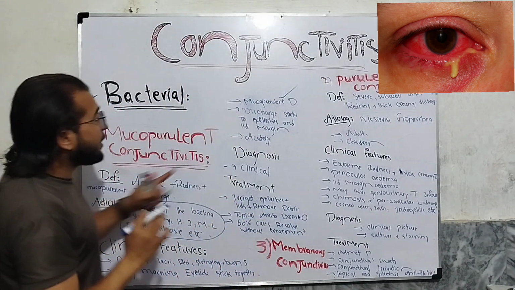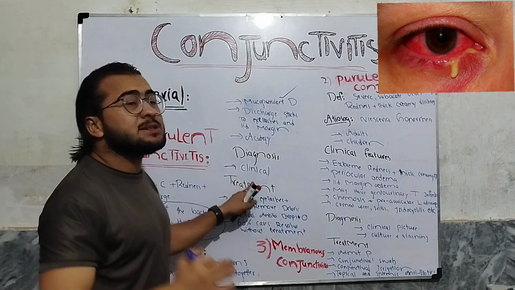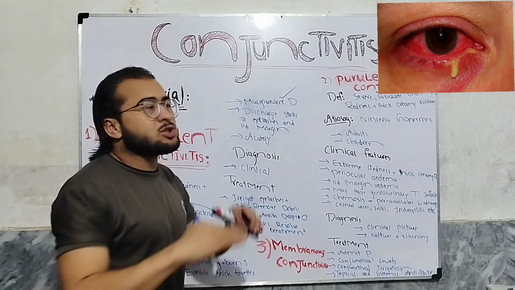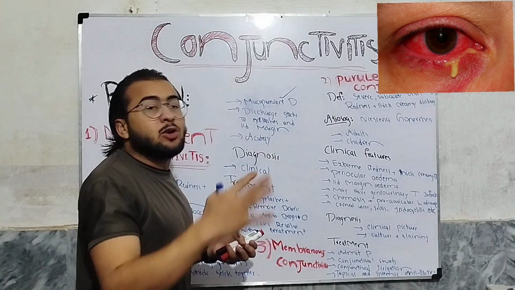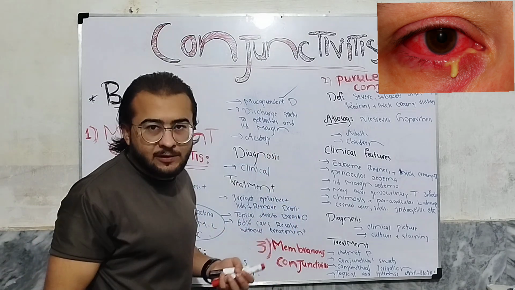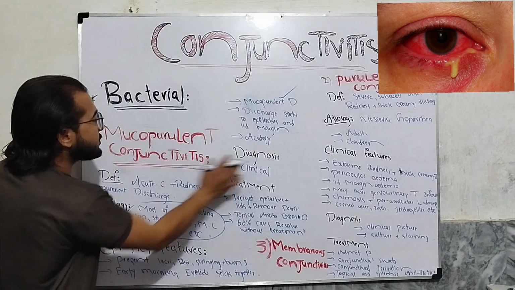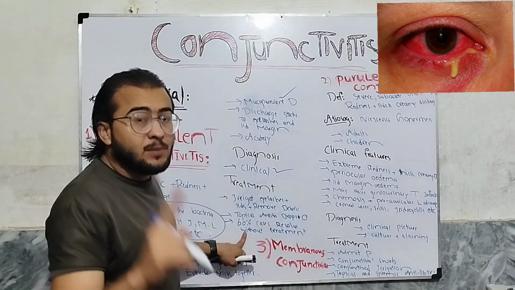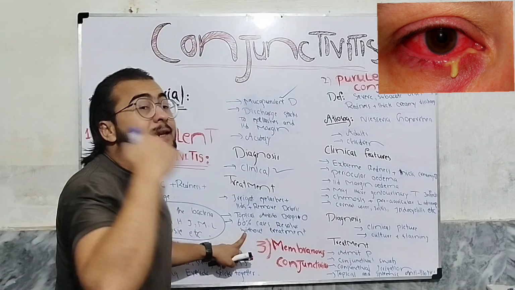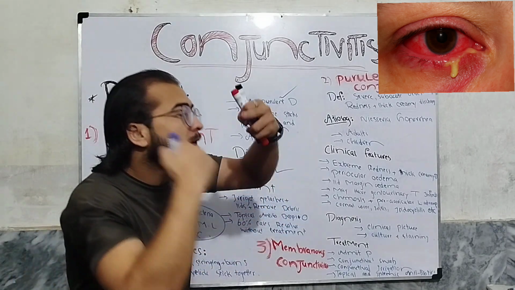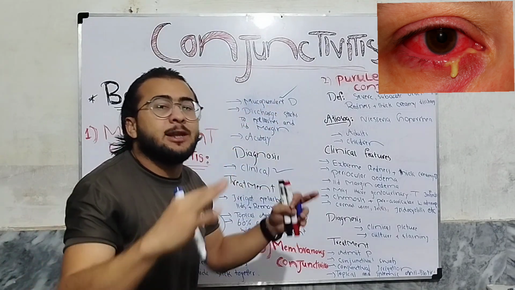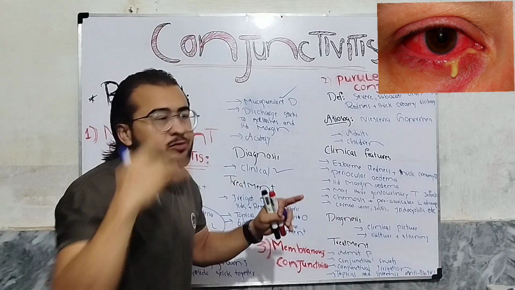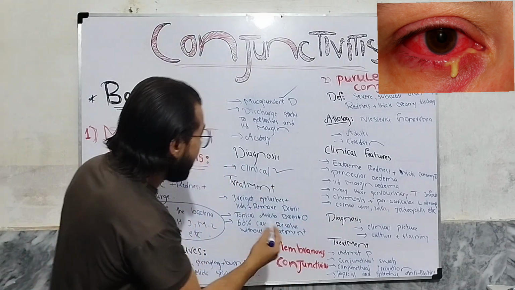Now, how can we diagnose? Diagnosis is mainly clinical, and there is no requirement or need of laboratory investigation. So mostly the diagnosis is clinical. Now the treatment is, first of all, we will irrigate the eye. Okay, we will irrigate the eye and we will remove the debris and crust, etc. from the eyelashes and the eyes.